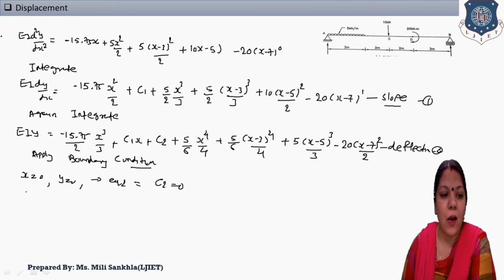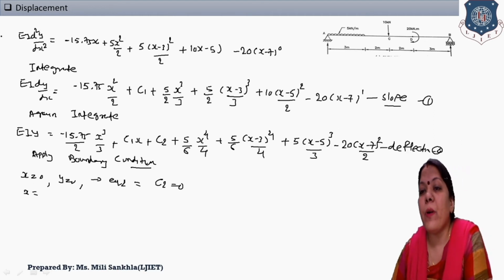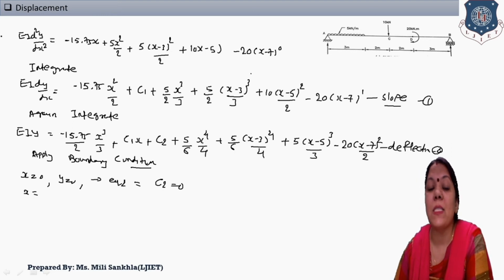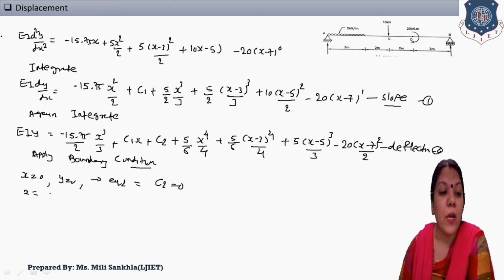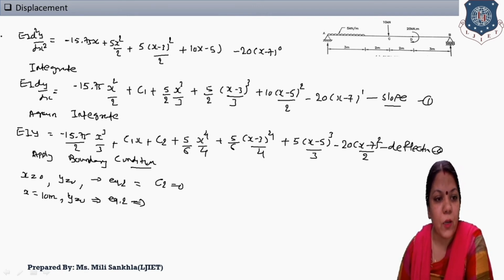Now apply the boundary condition at point B, which is 3 plus 2 plus 2 plus 3, that means distance x is equal to 10 meter. Here x is equal to 10 meter and y is equal to 0. Now where is the value of equation number 2? Now one by one we put in the second equation.